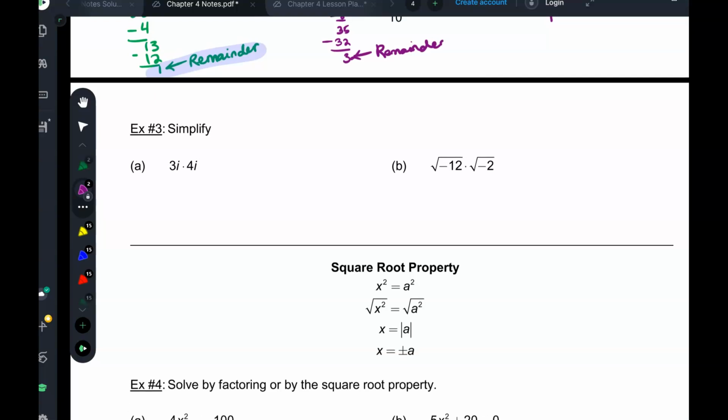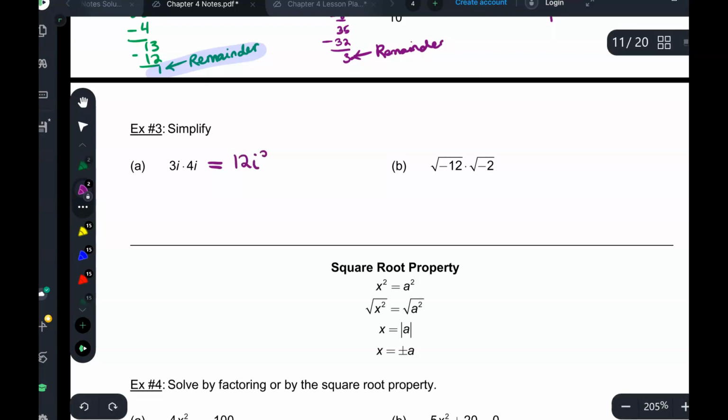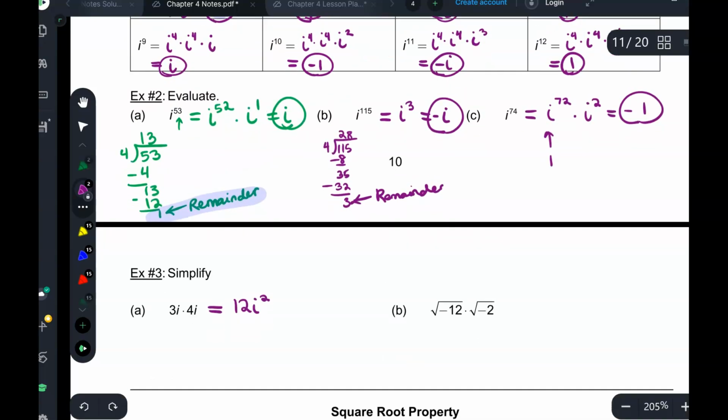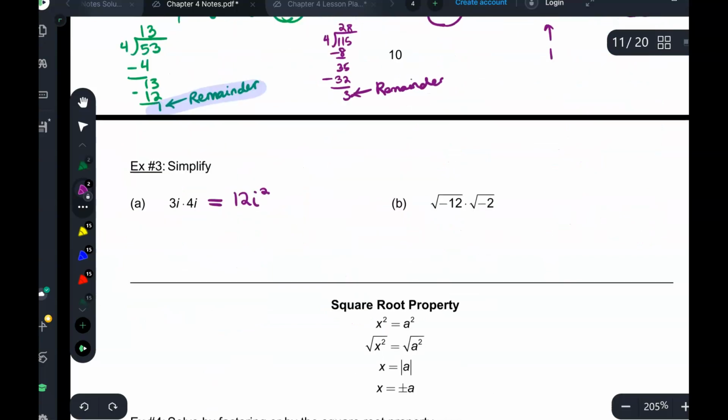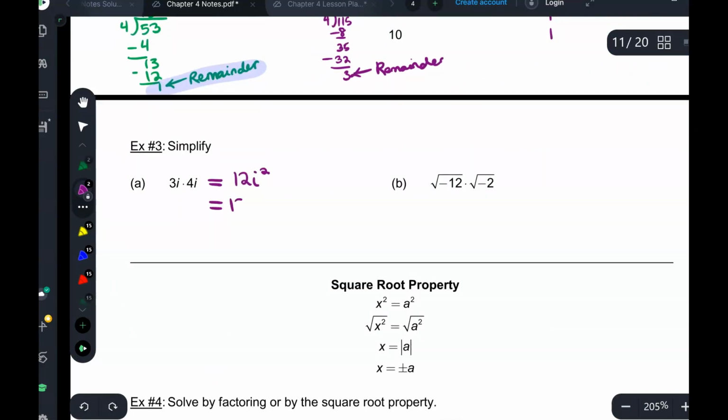Okay, let's look at some simplifying. So example 3, we have 3i times 4i. When we're first evaluating these, we think of i as a variable. So I'm going to have 12i squared, but I don't want to leave any powers of i. So i squared, well, recall on the previous page, was -1. So it's 12 times -1, so that gives us -12.